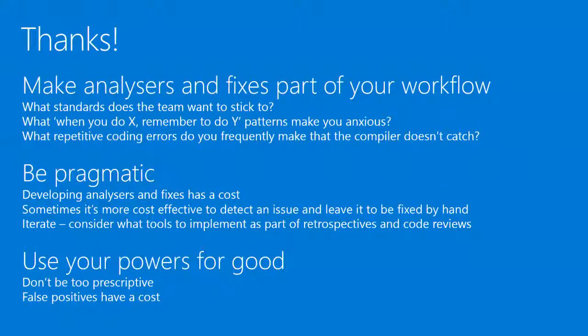Takeaways: you can make this stuff part of your workflow. If your retrospectives are always saying, oh, we should have done this, oh, we should have done that, if it's always the same mistakes coming up, build them into your workflow. Be pragmatic. Developing this stuff has a cost. It takes time. Sometimes it's more effective just to detect an issue and leave it to be fixed by hand. And iterate. Consider what's worth implementing and what's not. And use your powers for good.